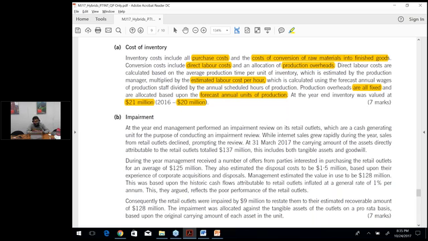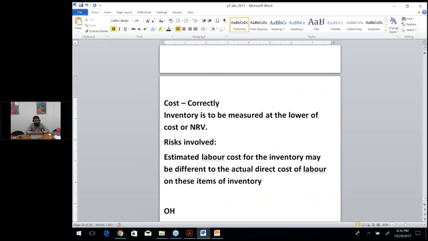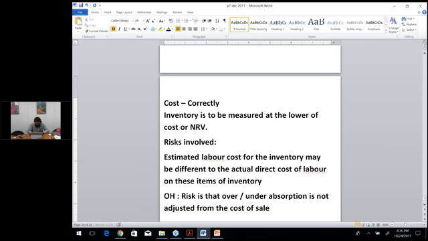Now there is something that IAS 2 requires, and that is that the overheads shall be absorbed using the budgeted overhead absorption rate. And if there is any under or over absorption, that under or over absorption shall be adjusted from the cost of sales. So the risk is that over/under absorption is not adjusted from the cost of sales.